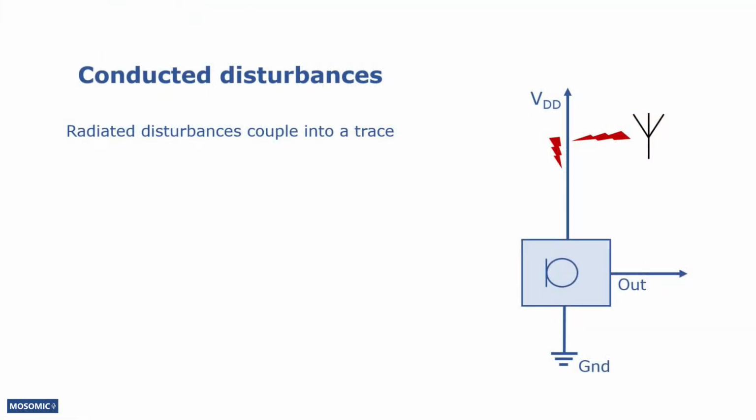Conductive disturbances are disturbances that get into the microphone via galvanic conduction on an electrical connector. A common source for conductive disturbances is radiated disturbances that get coupled into one of the traces that go in or out of the microphone. The source of the radiation can be the antenna systems in the device itself or an external source.